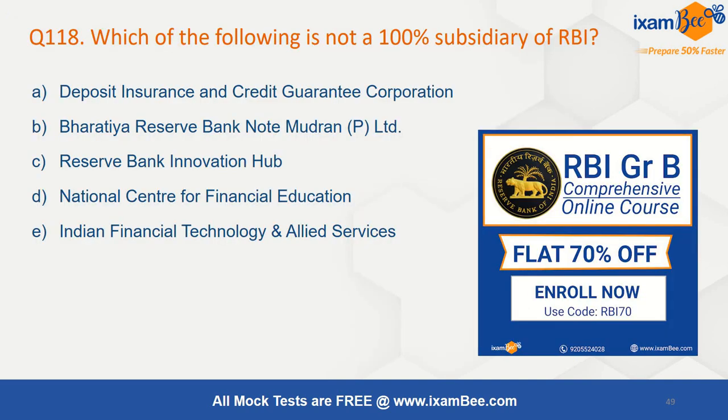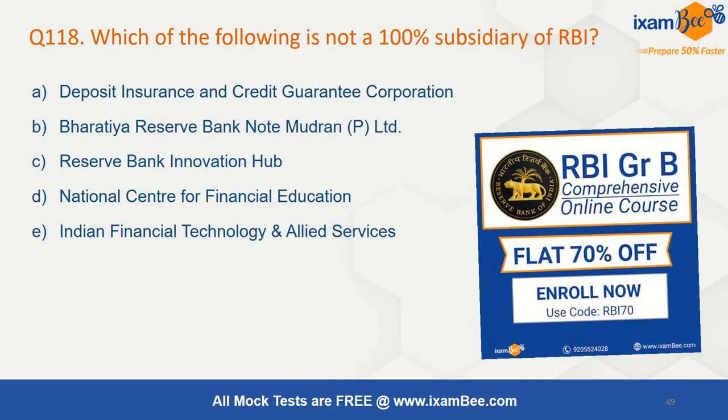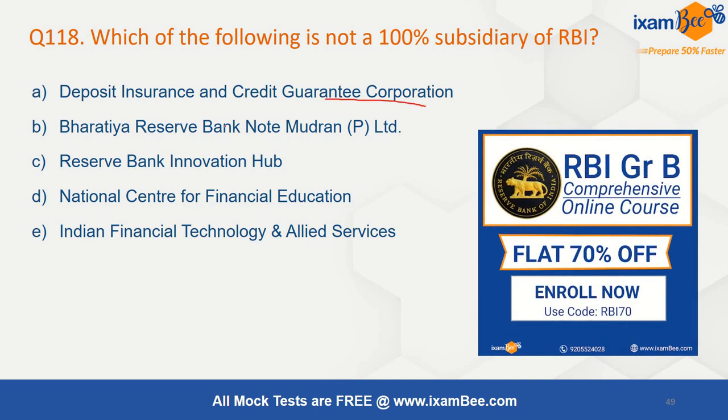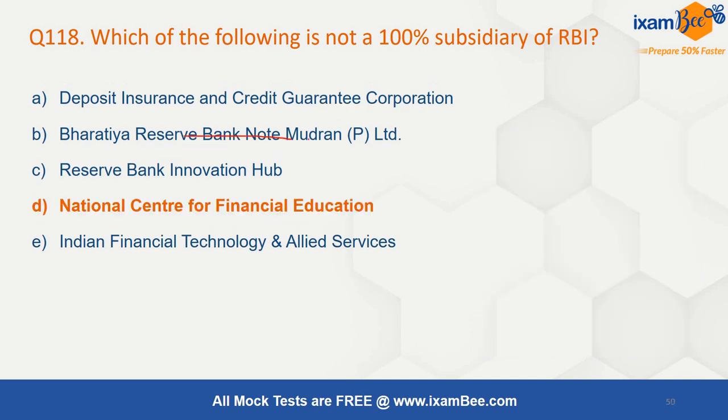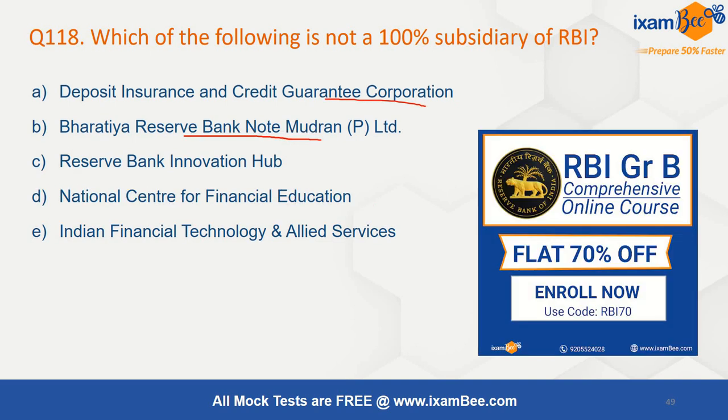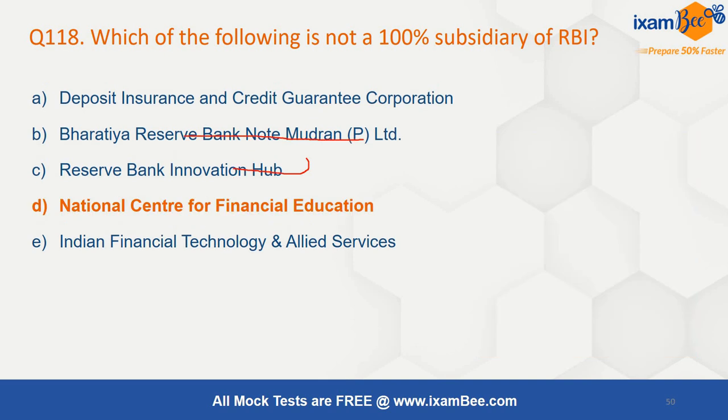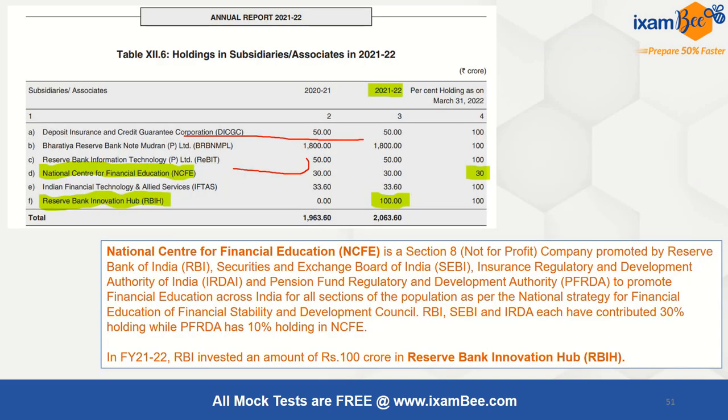Which of the following is not a 100% subsidiary of RBI? DICGC, Bharatiya Reserve Bank Note Mudran Private Limited, both are RBI's full subsidiaries. Reserve Bank Innovation Hub, I discussed that. This is also fully RBI's. National Centre for Financial Education, it is not 100%. Indian Financial Technology and Allied Services. So now you know the correct answer here, and this is coming from the RBI annual report.